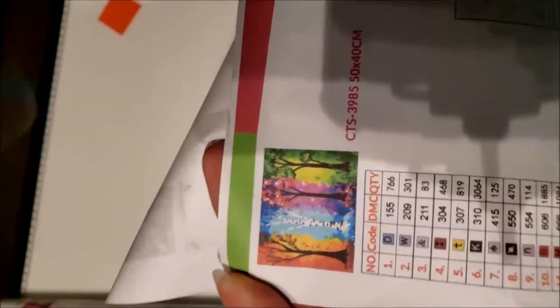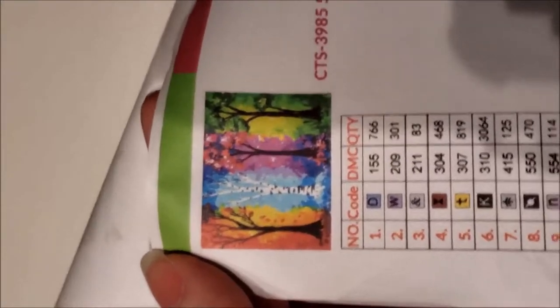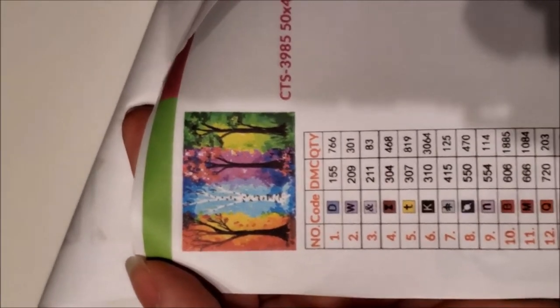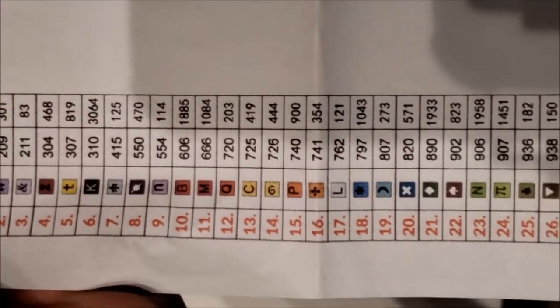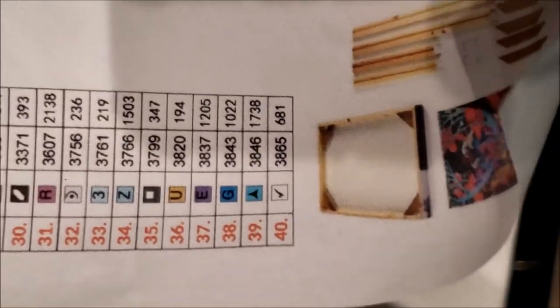Here's a better picture of our image. Oops, sorry. I'm going to blow that up some. All right, there we go. That one will be really pretty with 40 different colors. Wow. And here is our legend. Some weird looking symbols in there. They have mostly all symbols, hardly any letters and numbers. Alrighty. And that one is CT3985.